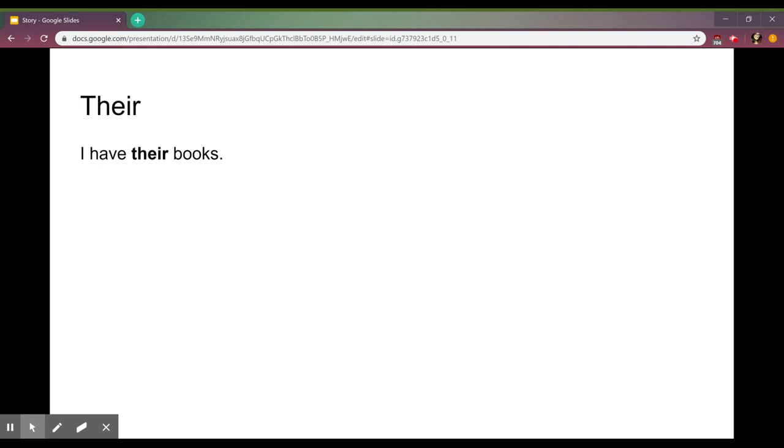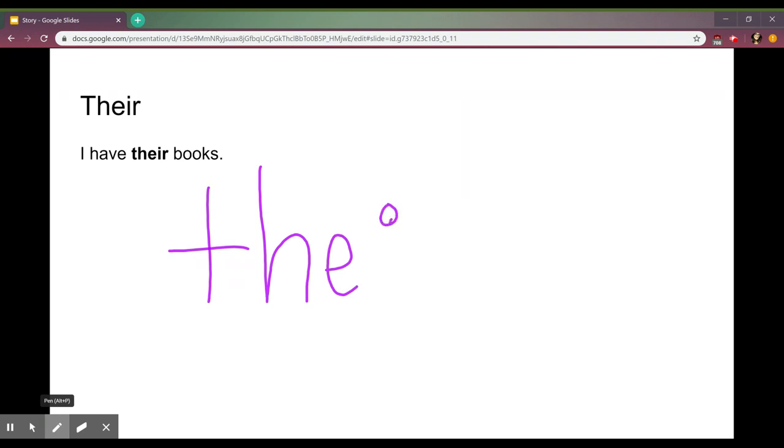So this there is kind of like something that belongs to a person or a thing. It could belong to anything. So a little trick to remember this there. Since typically we talk about it in reference to something belonging to a person, you can think of this I as a person. T-H-E-I-R. But if you kind of imagine the I as a person, it'll help you remember that this there means something belongs to someone. In this case, when I have their books, I have the books that belong to them.